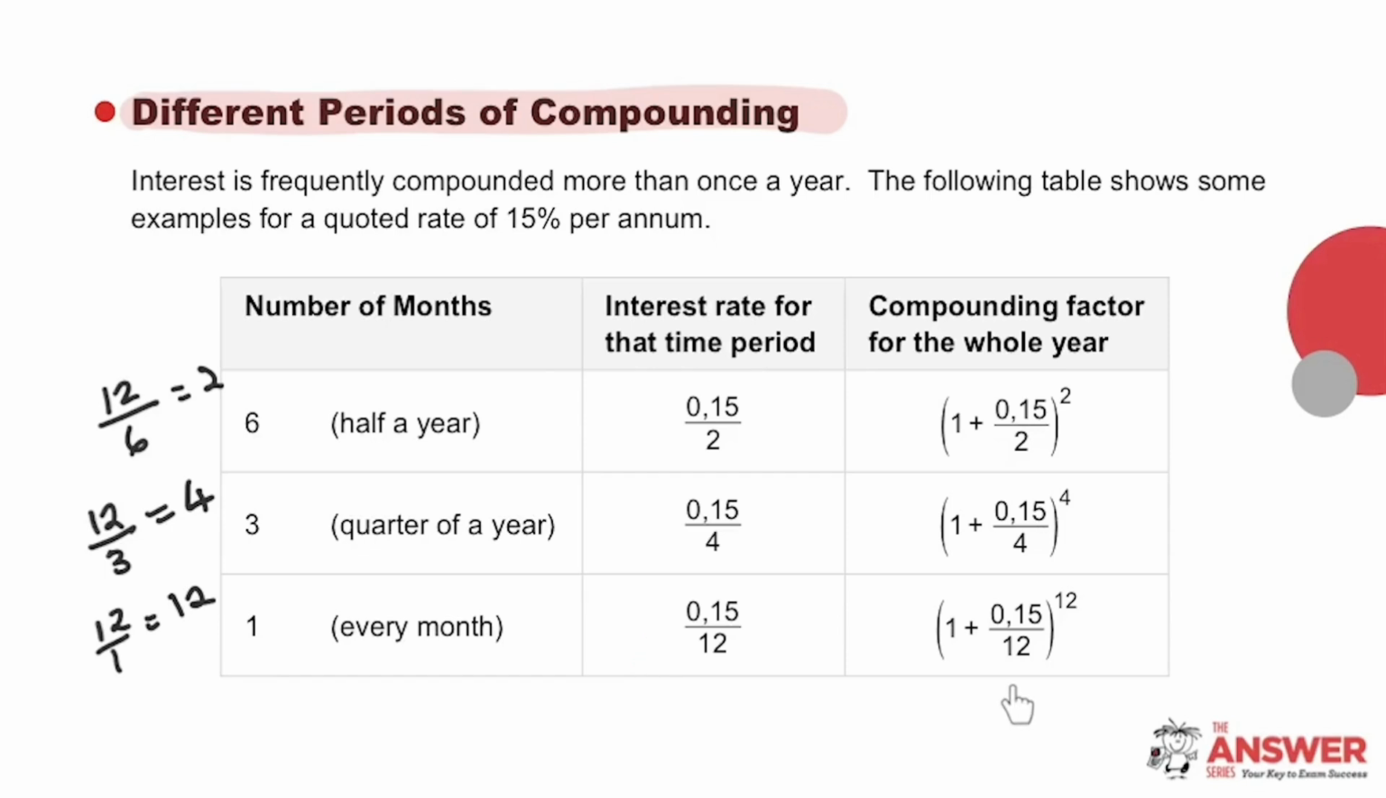The last column of this table refers to the compounding factor for one whole year. In each case, the compounding factor for the whole year will be the sum of 1 and the interest rate for the particular time period to the power of how many times it is calculated per year. Half-yearly, it will be calculated twice, quarterly, it will be calculated 4 times, and monthly, it will be calculated 12 times. Let us now have a look at some examples.